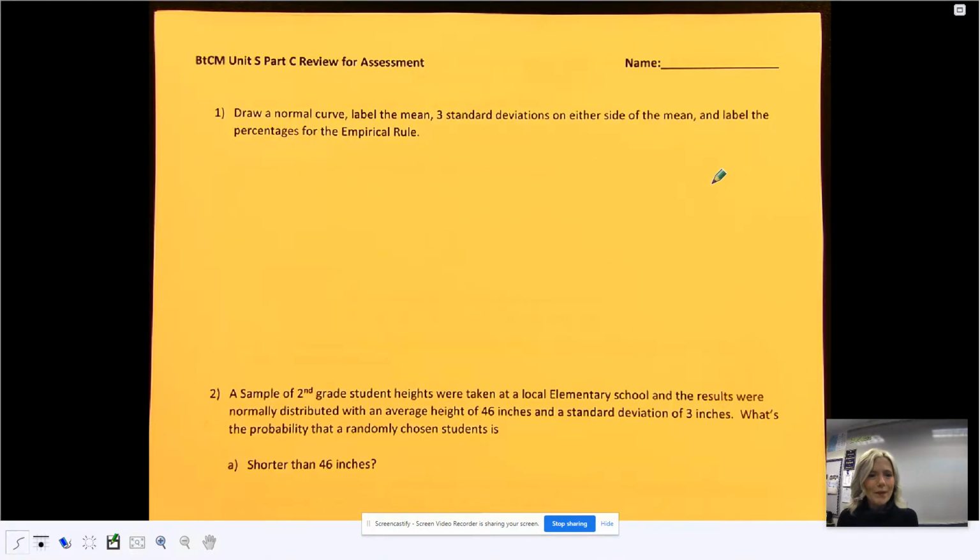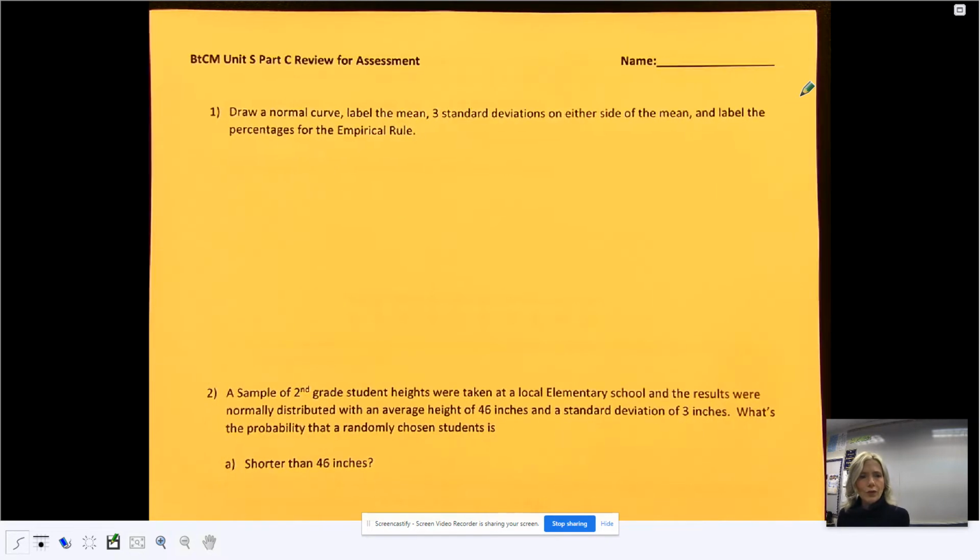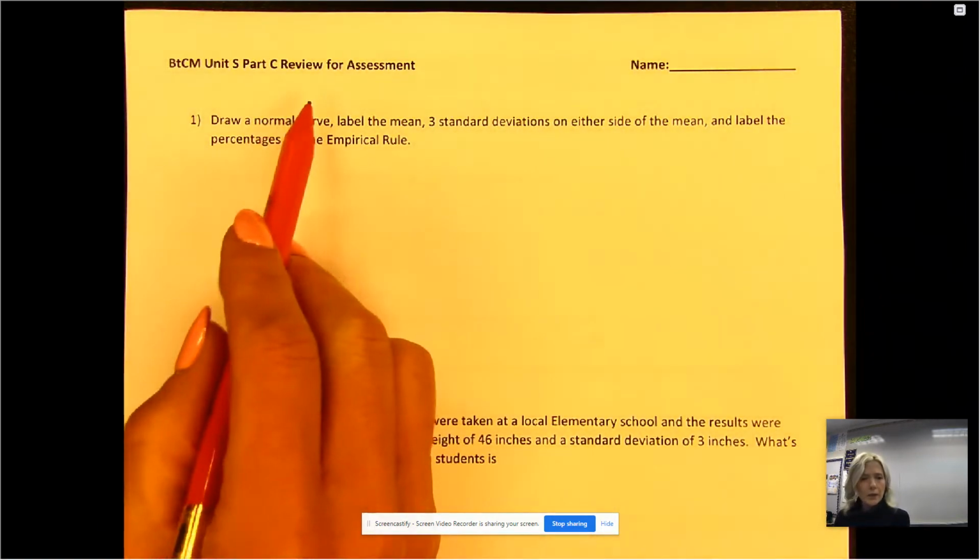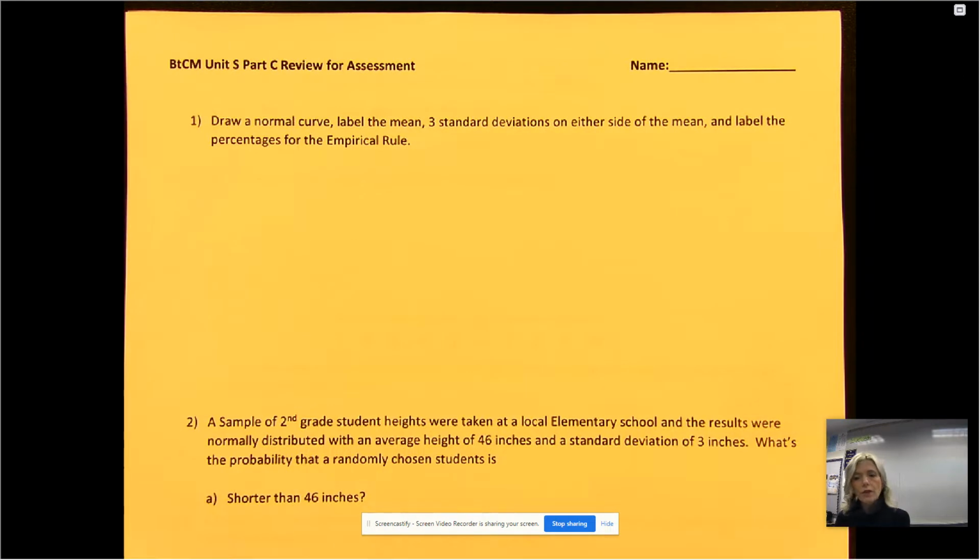All right. So your review for your assessment is coming at you on Thursday this week. There's kind of three big ideas. The normal curve with the empirical rule, number one and number two cover that. And then we did some work finding the mean and standard deviation. And then we did some work using z-scores and the percentile table. So you'll need this table to complete this review, and you'll also need it for your test.